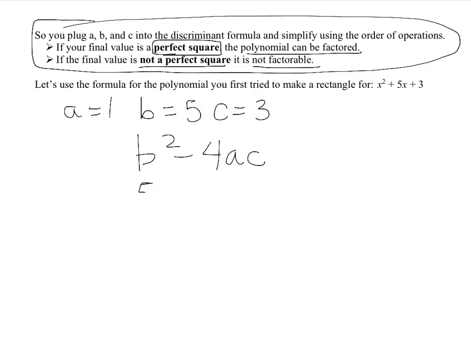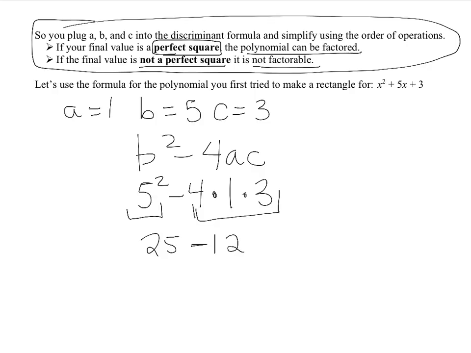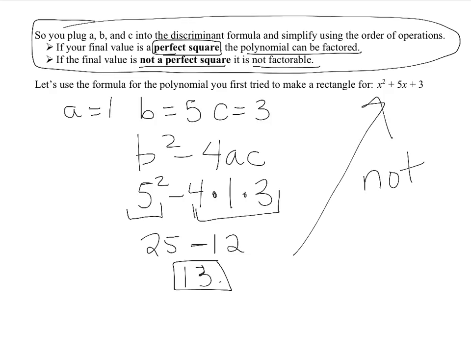So I'm going to do b squared, so that's 5 squared minus 4 times 1 times 3. Remember, the order of operations says I've got to do my exponents first. 5 squared is 25. Then I do my multiplication and division: 4 times 1 times 3 is 12. We are subtracting 12, and 25 minus 12 is 13. This number is called the discriminant. Is that number a perfect square? No. So that means it is not factorable, and we would just move on.